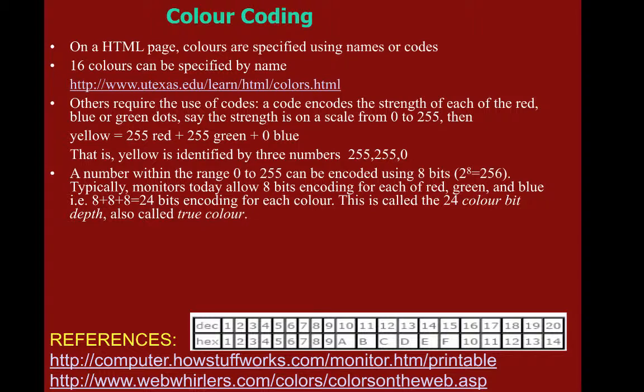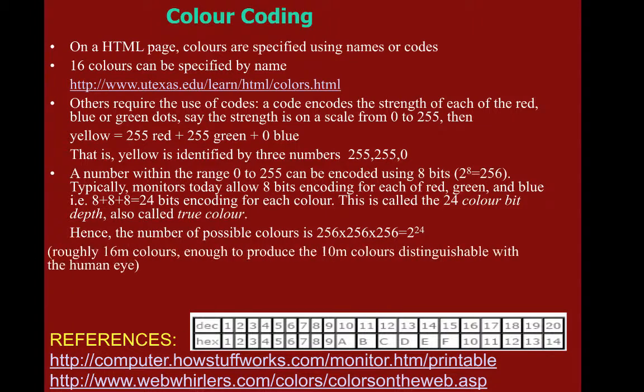And the reason for that is because the human eye can only distinguish that number of colors, right? In fact, the number of possible colors that you can encode with 24 bits is 16 million colors, and that's already more than the number of colors that the human eye can distinguish. So there's no point having more than 24 bits to encode color, right? Because the human eye can't even distinguish more than 10 million colors.